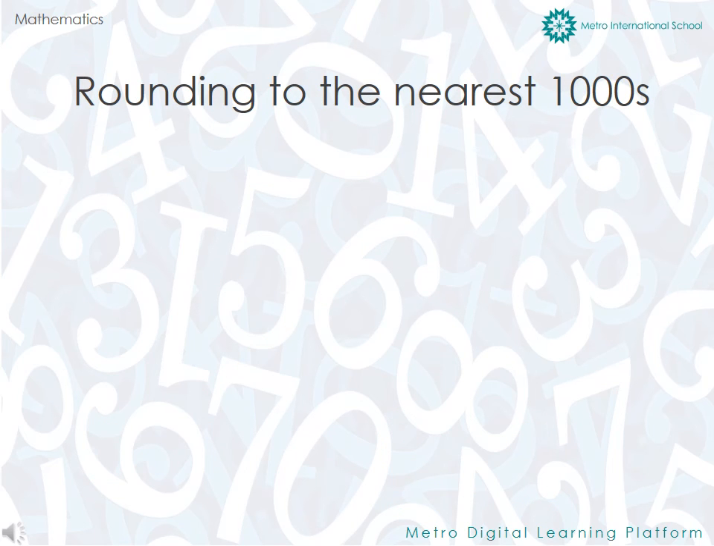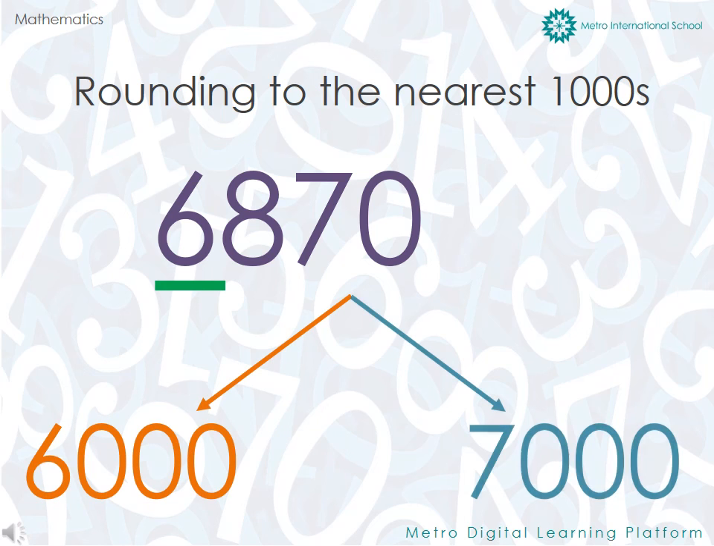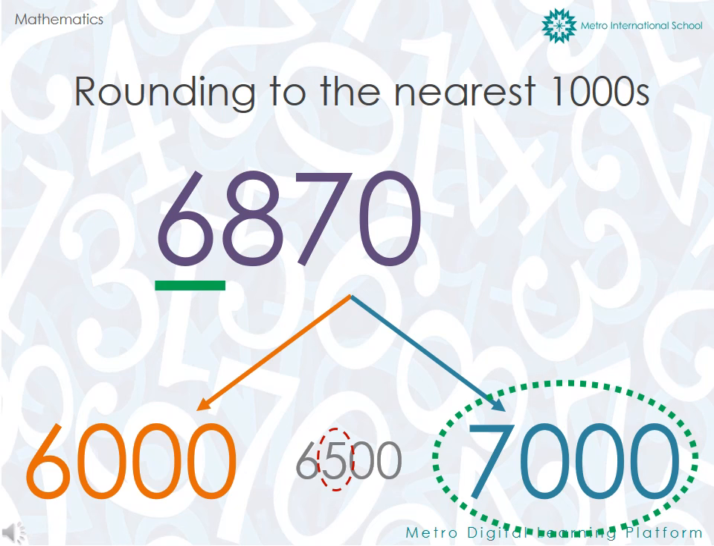Now let's take an even bigger number, 6,870, and round this to the nearest 1,000. Identify the number that signifies the thousands unit. Yes, that is correct. It is the 6, which signifies the 6,000 in the number. Now, 6,870 is in between 6,000 and 7,000. The halfway point when rounding to thousands is 6,500. Notice the 5. As 6,870 is greater than 6,500, 6,870 will get rounded up to 7,000.